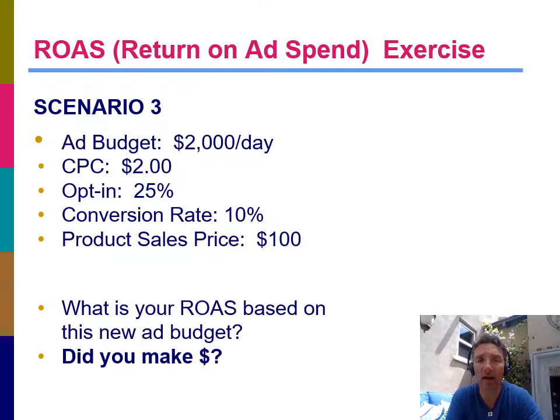Go ahead and take a minute now and run your new numbers based on this change. Ad budget of $2,000, cost per click now $2, opt-in rate is still 25%, conversion rate is still 10%, product price is still $100. Go ahead and pause the video now and run your numbers. How much traffic, how many leads, what's your cost per lead, what are your sales in units, what are your total sales in dollar amount, and then what was your return on ad spend as a result of that. So go ahead and crunch those numbers now. You can pause my voice, and I'll come back in a second with the answers.